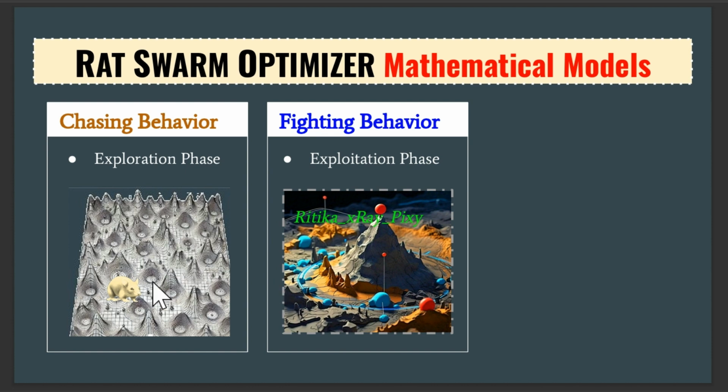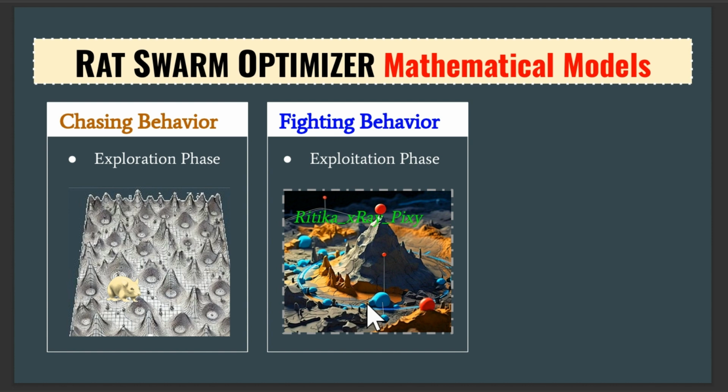In chasing behavior in real life, rats are chasing the target, working together using different techniques to catch the target. Same in this algorithm, we will use different search agents. Here we have rats as the search agents, and each individual rat is our solution. Our search agents will explore the solution space to find the best solution. Then we have the fighting behavior. Fighting behavior is modeled as the exploitation phase.